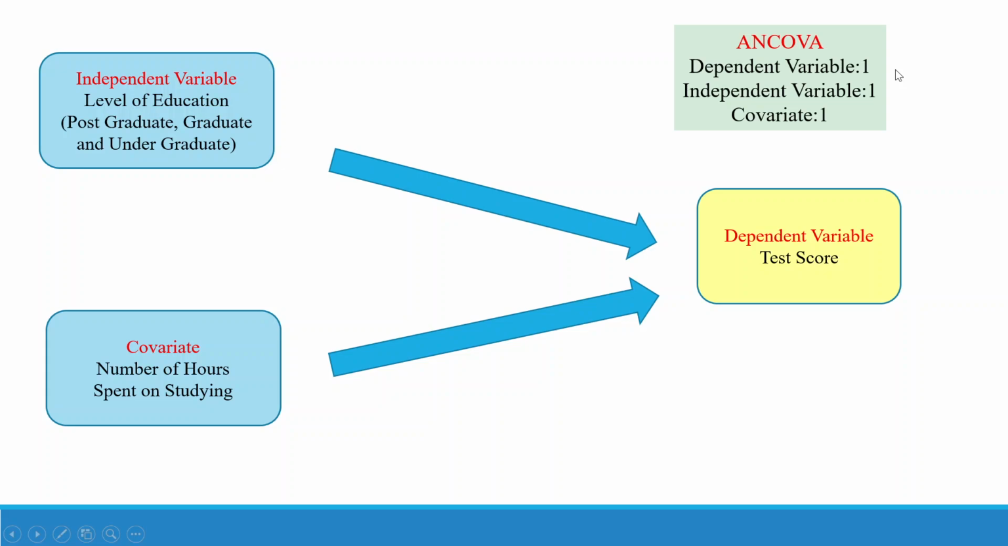Ancova: one dependent variable, one independent variable, and one covariate. Independent variable is level of education, dependent variable is test score, and one more variable is introduced, that is covariate, number of hours spent on study. So this we want to control, a confounding variable. So what will be our objective? To study the effect of level of education on test score, controlling the effect of number of hours spent on study. This is Ancova.